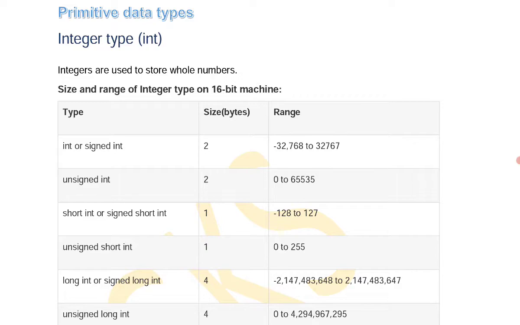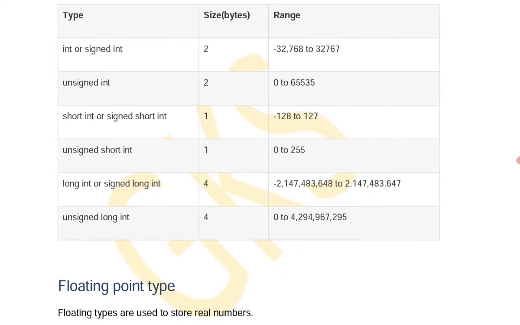Size and range of integer types on 16-bit machines: integer data types are of different types, like int or signed int. Generally, int or signed int occupies 2 bytes of internal memory. The range is from -32768 to +32767.